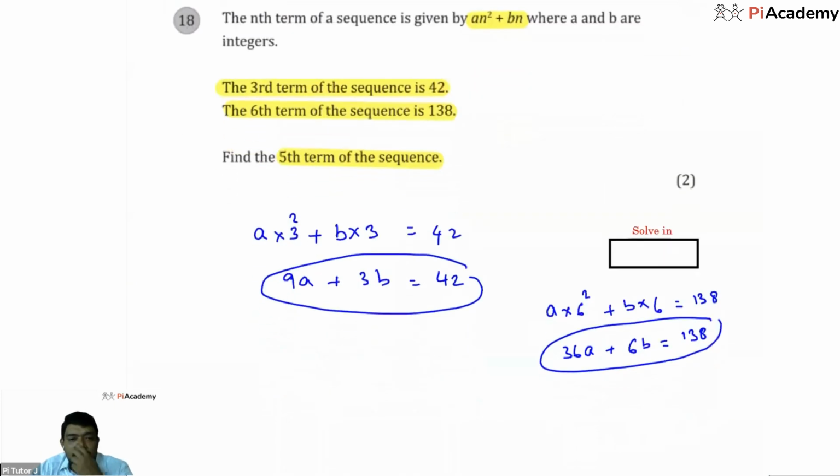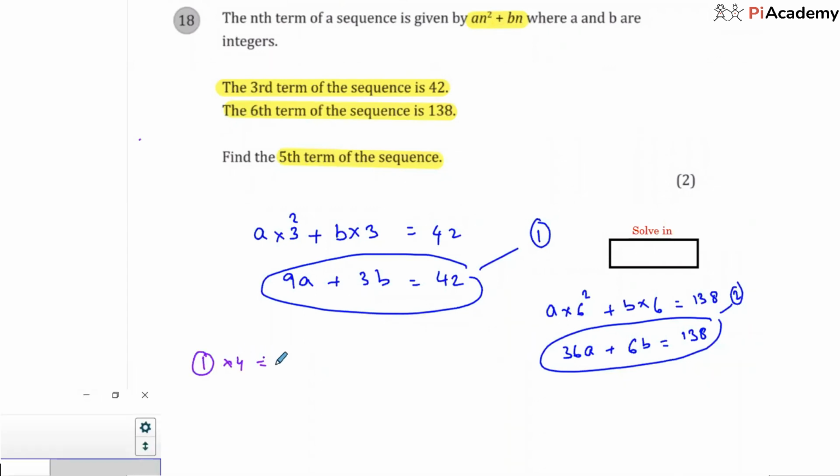So let's name this equation 1 and this equation 2. Let's multiply equation 1 with 4. So 1 times 4 is... Is the answer 100? What is your value of A and B? My value of A is 3 and my value of B is 5. Wonderful. Good. So that's 100.